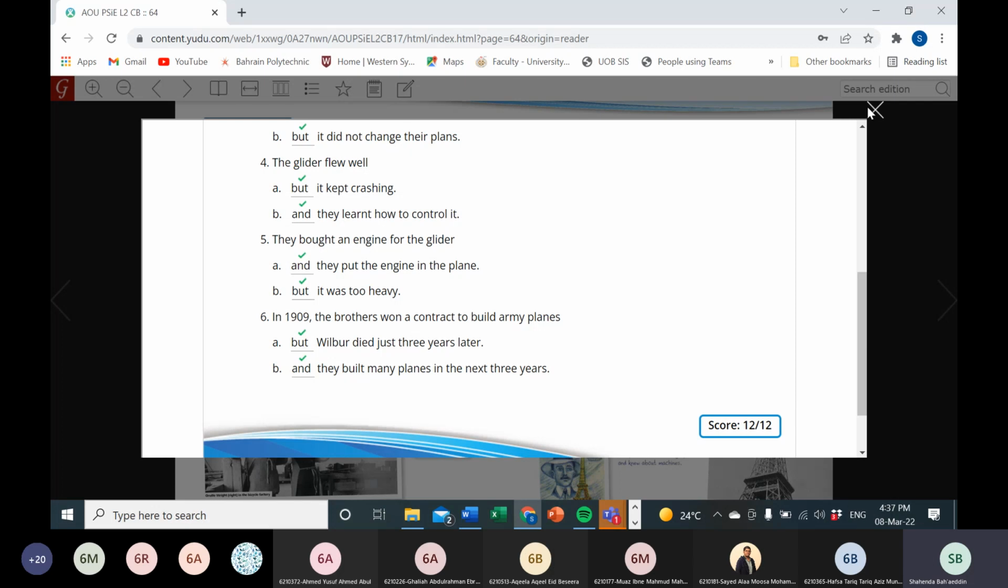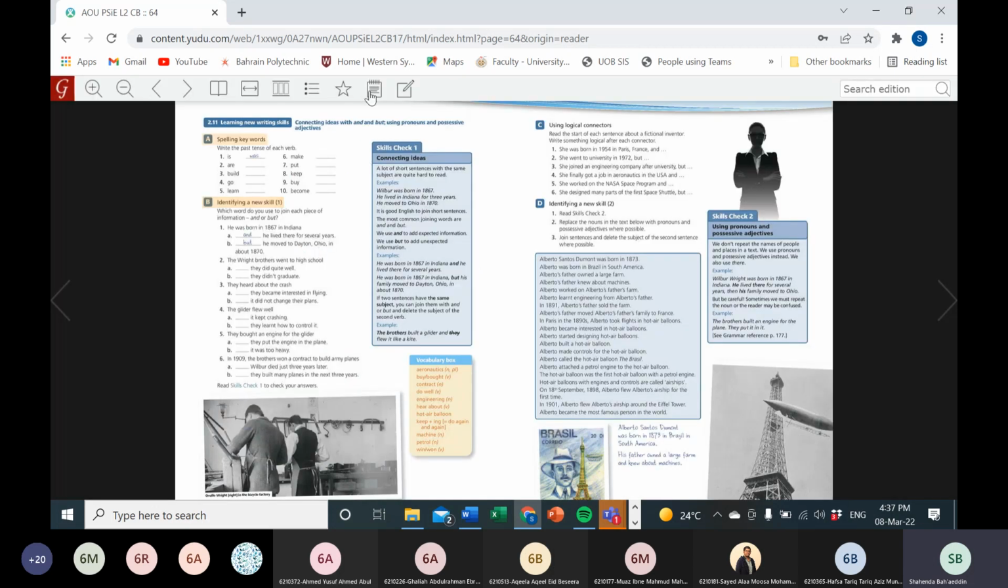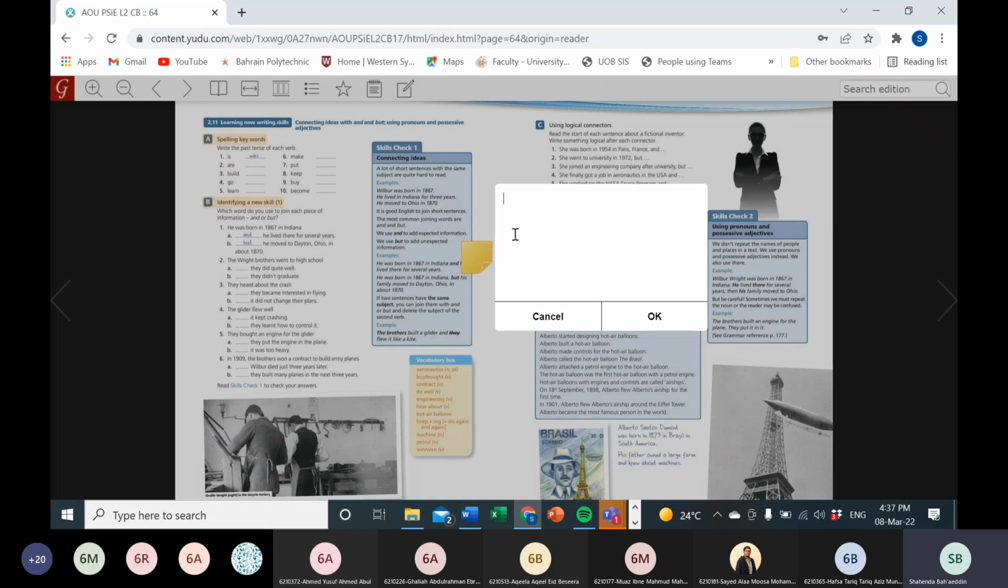Now I want to show you how to combine the two sentences. Let us start with number 2. The Wright brothers went to high school and they did quite well, comma, but they didn't graduate. This is number 2.